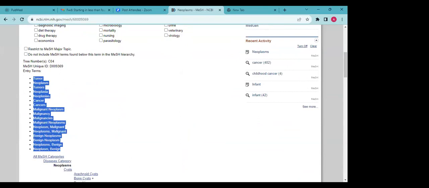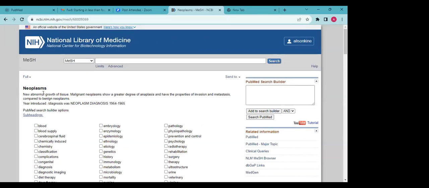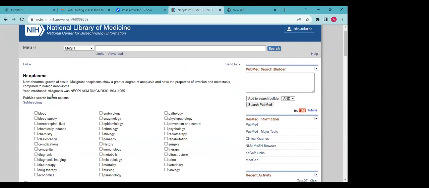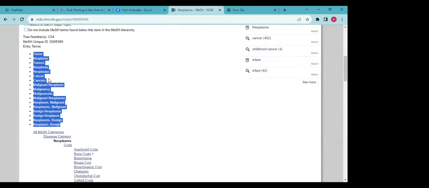Okay, so those are the entry terms for the word cancer. We have said the word cancer, that the medical subject heading for cancer is neoplasms. And down here, there are so many entry terms that you can use when you're searching for cancer. I know someone was going to ask me, how do you know which synonyms to use? There are different ways of finding this. There is MBase, I think, which has what we call M3.